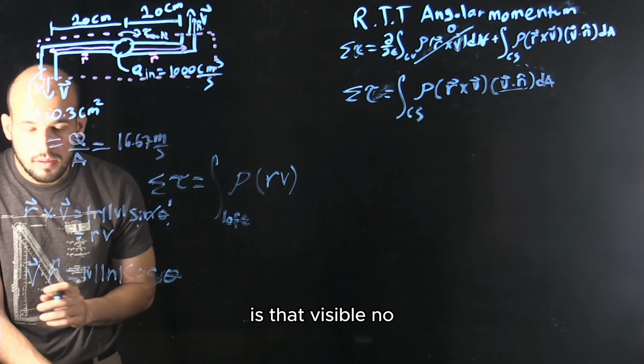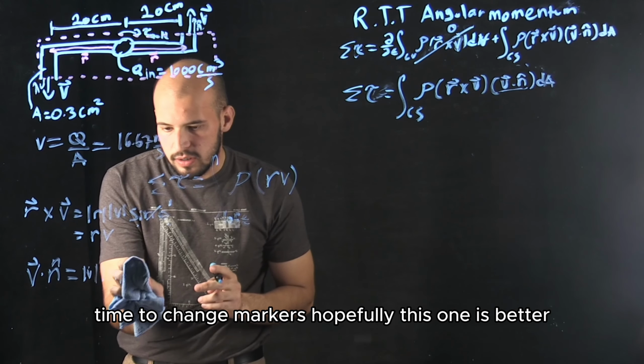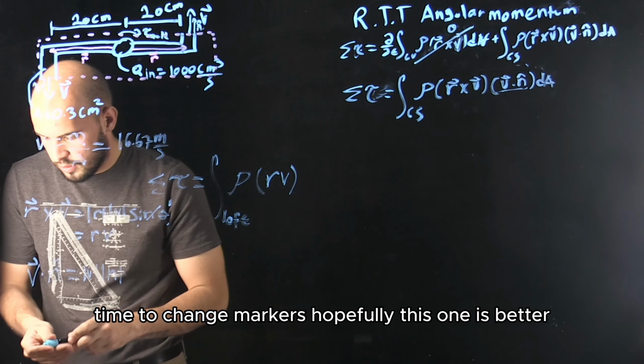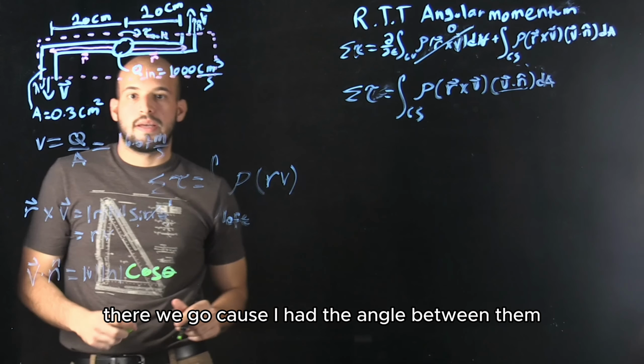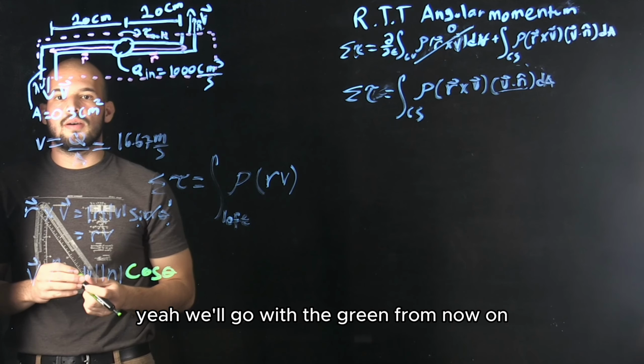Oh, come on, please. Is that visible? No. Okay. Time to change markers. Hopefully this one is better. There we go. Cosine of the angle between them. Yeah, we'll go with green from now on.